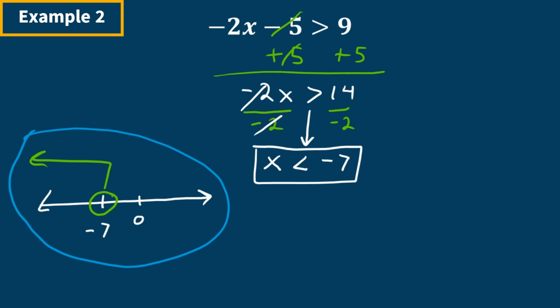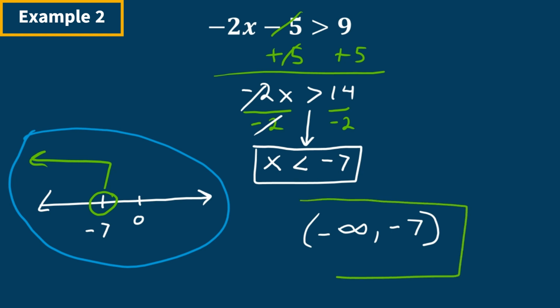Now let's go ahead and write down our interval notation. So it's going to be the same thing as before. x is going to be all the numbers less than negative 7, and that's going to go all the way to negative infinity. And then it goes to negative 7. But however, x does not equal negative 7, therefore we include a parenthesis on the end. So this is going to be our interval notation.